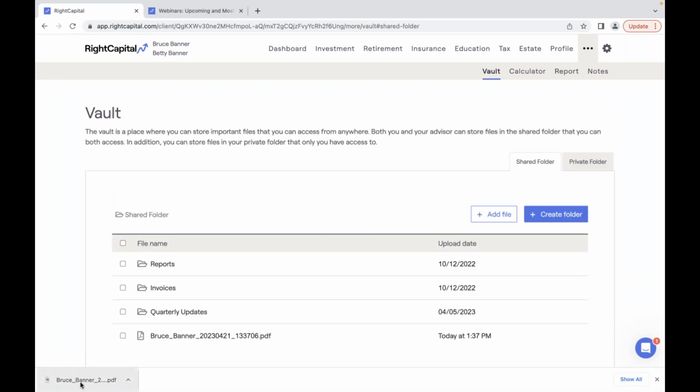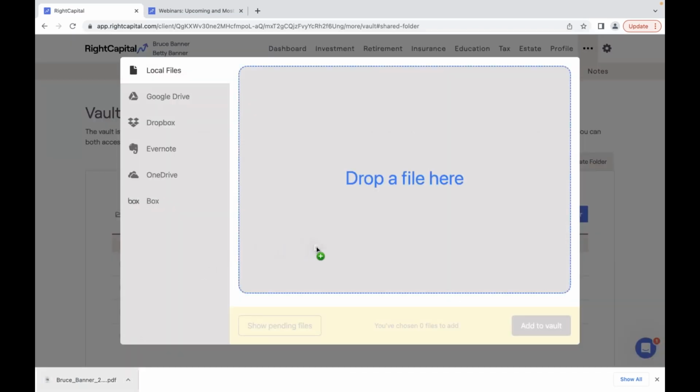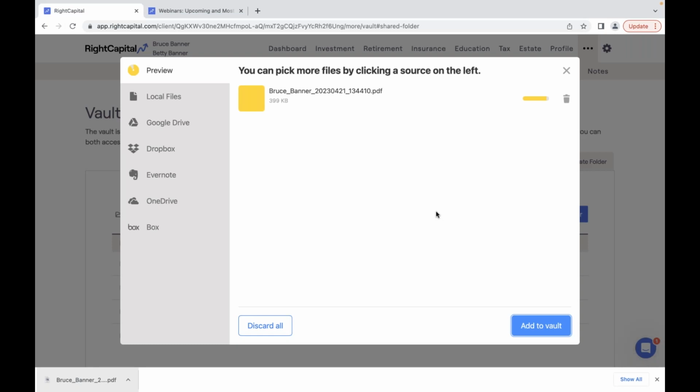I see the report populate here, and I can literally just click and drag it in very easily, and then it's going to populate for me. So hopefully that helps. Again, you might have a slightly different view on your screen if you're on a PC or others, but keep that in mind.